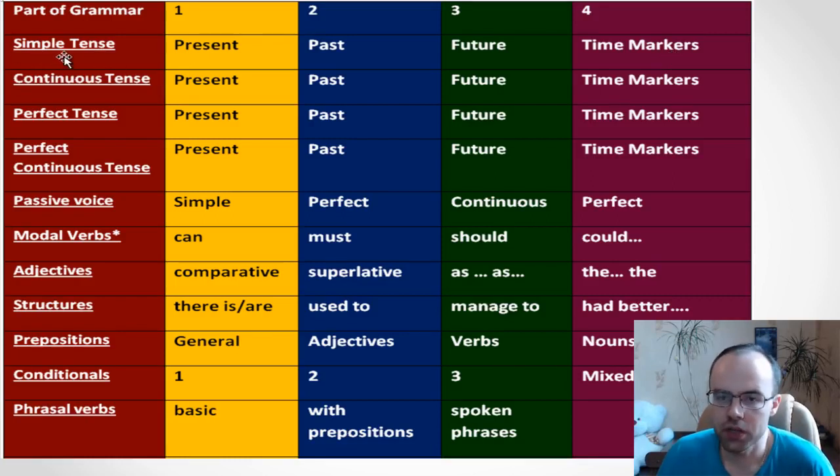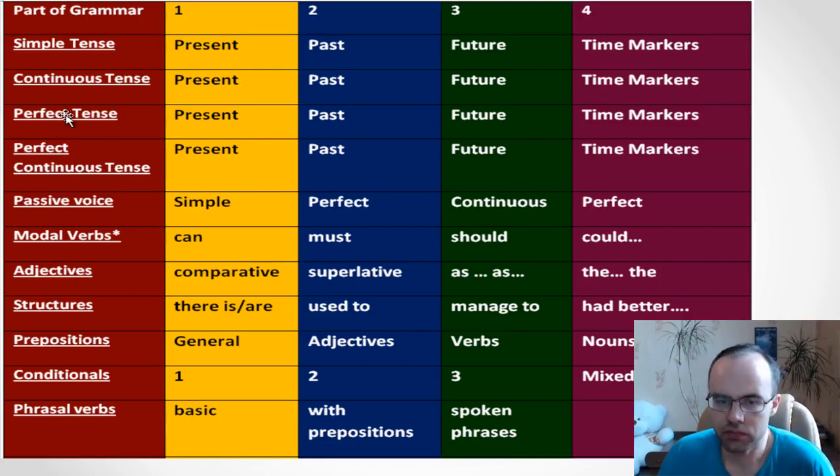Next, you should look at the second group, continuous tenses. You also see that it's present continuous, past continuous, and future continuous. And there are also some time markers which are typical of these tenses. If we look at present continuous, it's now or right now, it's happening at the moment.